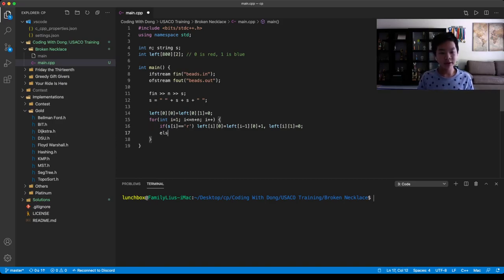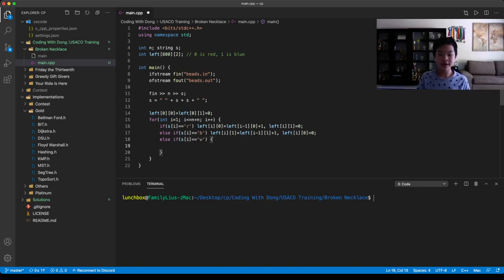Now, another case is if it's blue. So if it's blue, then your left of I of 1, which is blue, would be equal to the previous one plus 1. So it'd be left of I minus 1, 1 plus 1. And then your red would reset. So it'd be left of I of 0 would be equal to 0. For the next case, it would be if it's white.